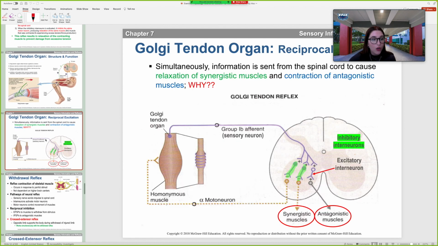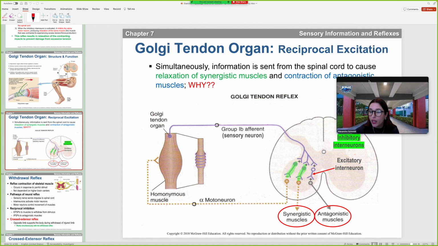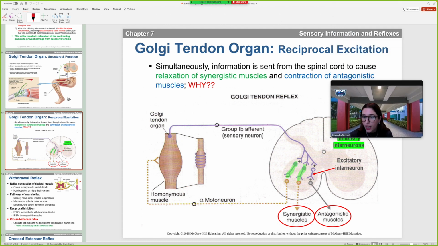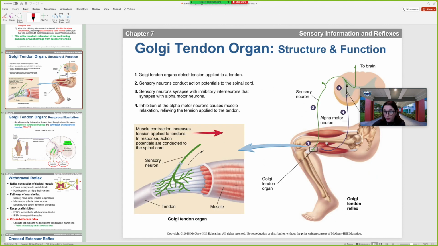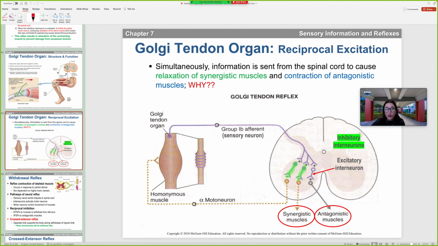All right, so just like the muscle spindle, we have something else going on at the same time, okay? And it's called reciprocal excitation. So simultaneously, information is sent from the spinal cord to cause relaxation of the synergistic muscles, which is everything we just talked about, right? When the GTO is activated, it says, whoa, there's too much tension here. Let's relax this muscle so we don't hurt ourselves. So it causes relaxation of synergistic muscles and contraction of antagonistic muscles, right?